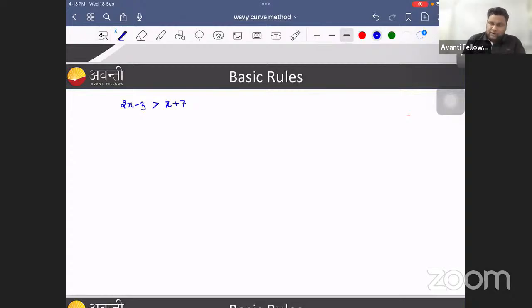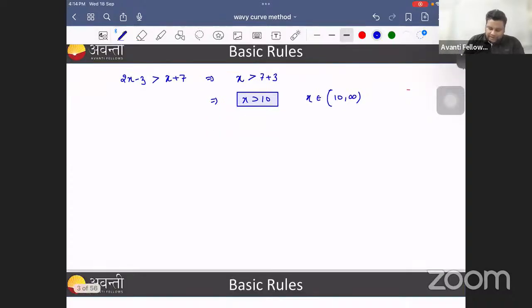Got it? So what do? x is greater than 7 plus 3, that is x is more than 10. Now this is written as x belongs to 10 to infinite. These brackets are called open bracket or round bracket, and 10 to infinite. Got it?